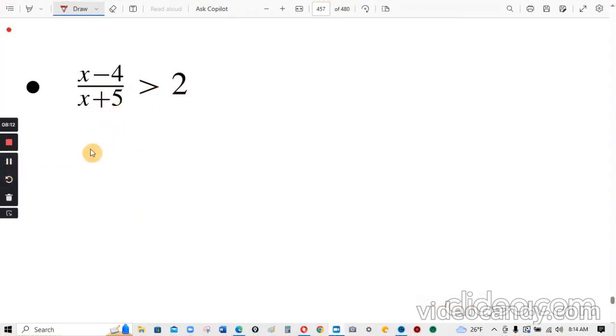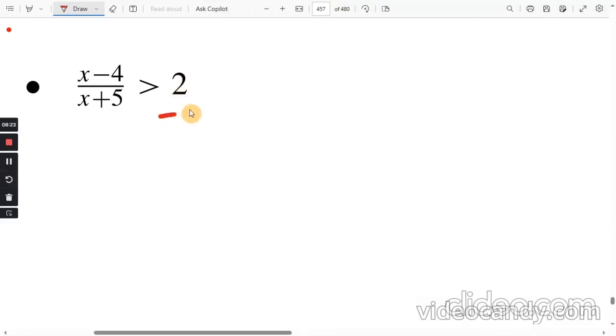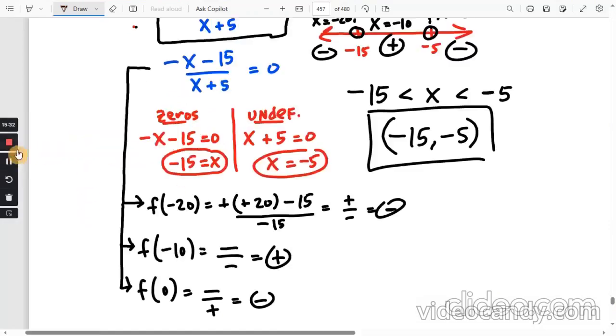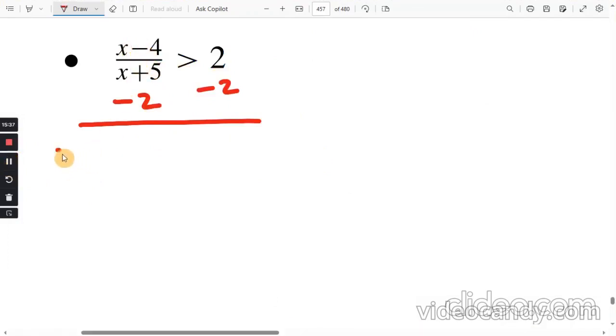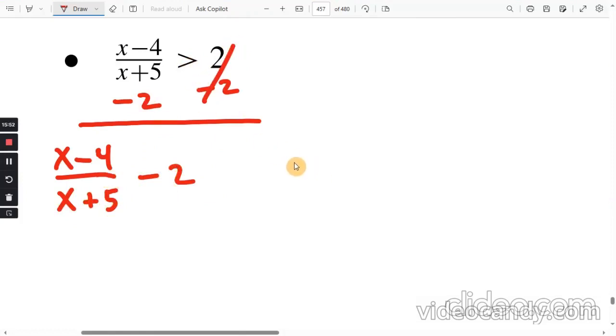All right, for this type of inequality, it's the same thing, but you're going to have to get a common denominator. But the first step is still the same. We want 0 on one side, so I'm going to do minus 2 on both sides. So we have x minus 4 over x plus 5, and that's minus 2. Leave some space for the fraction, and this cancels here, so that's going to be greater than 0.